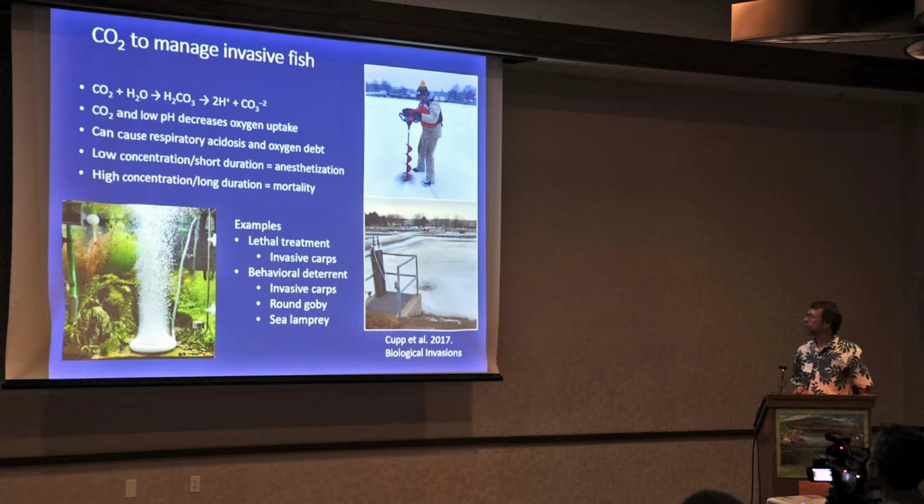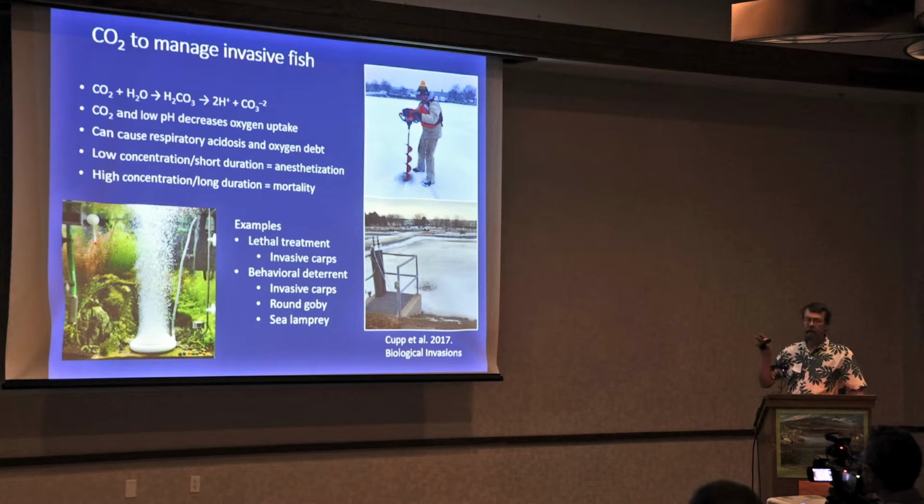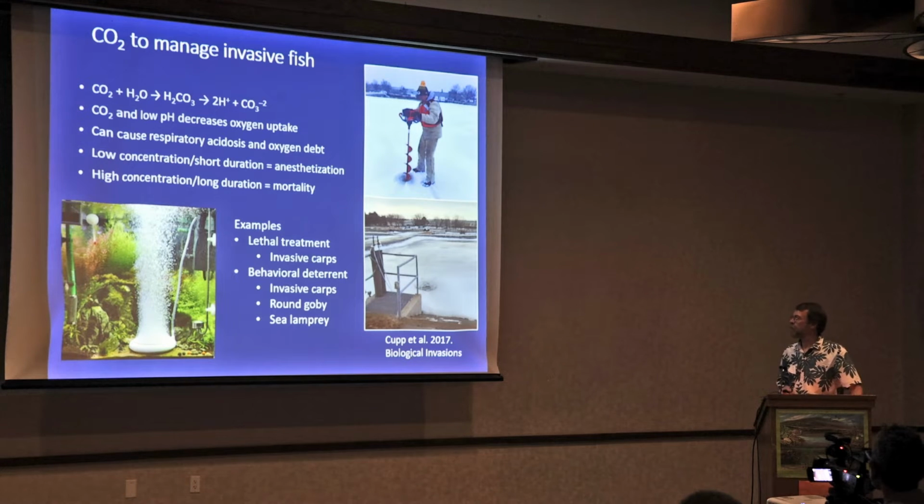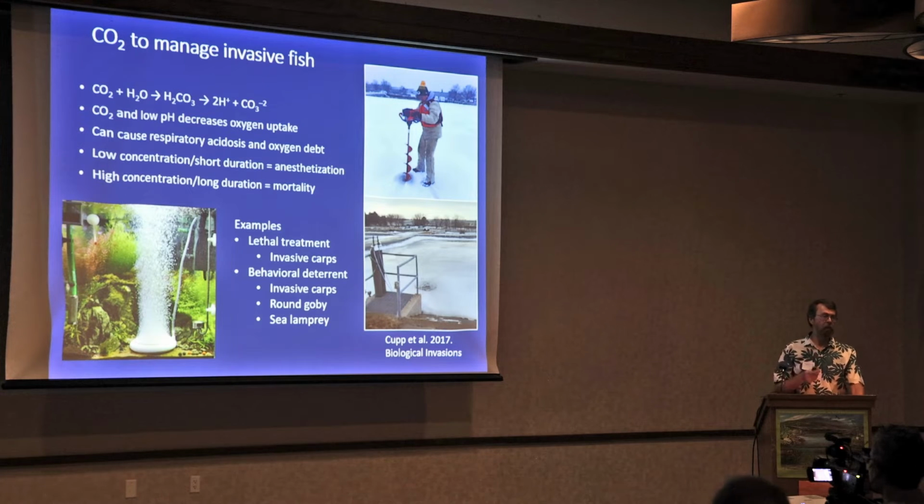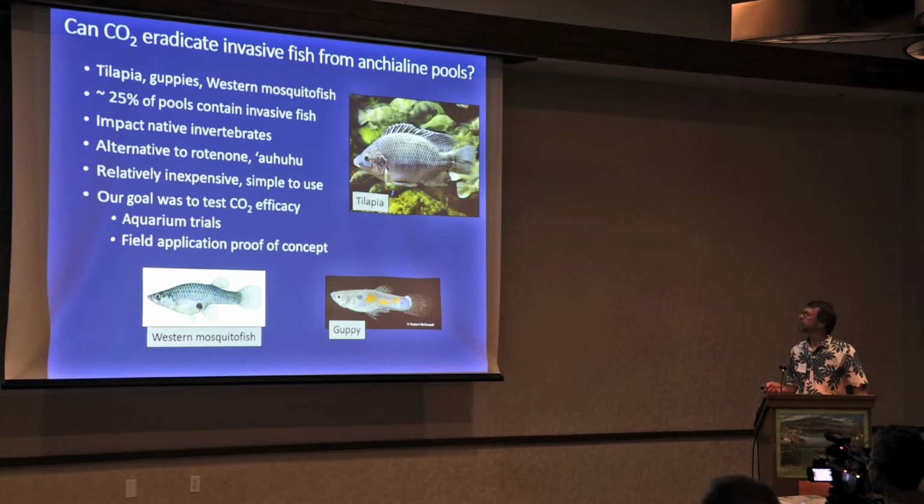And just some examples from Aaron Cupp's research on the mainland, he's been working on lethal treatment for control of invasive carps. You can see on the right, those are two photographs where they applied CO2 into these large artificial ponds that were capped by ice, which is like a perfect situation so that carbon dioxide is kind of trapped under there over the winter. But they've also used behavioral deterrents, again for invasive carps and round gobies and sea lampreys and things like that. Can you manipulate their behavior, or can you set up barriers that will prevent movement up like the Mississippi waterway in the continental U.S.?